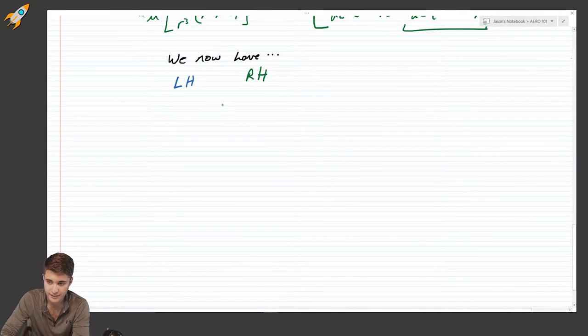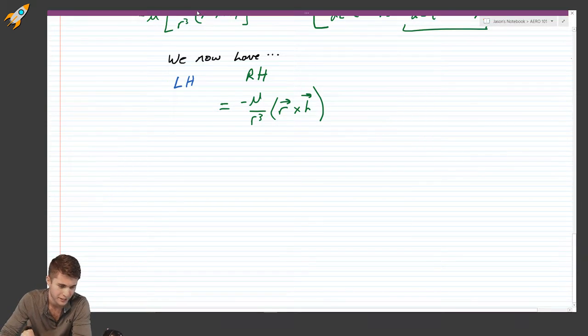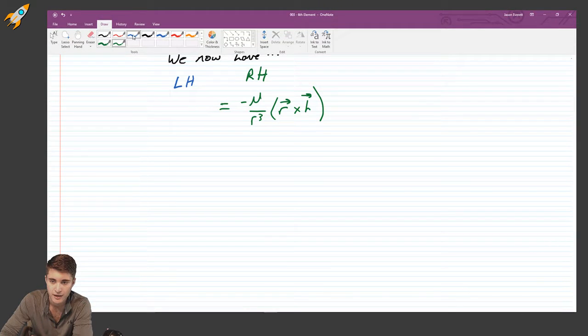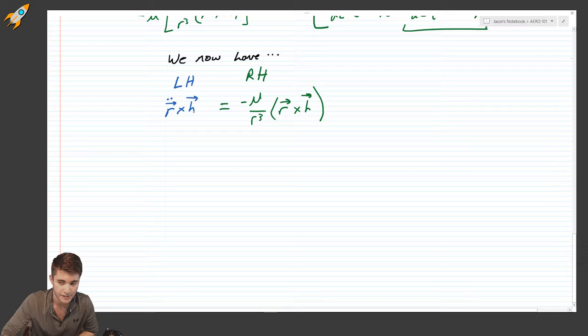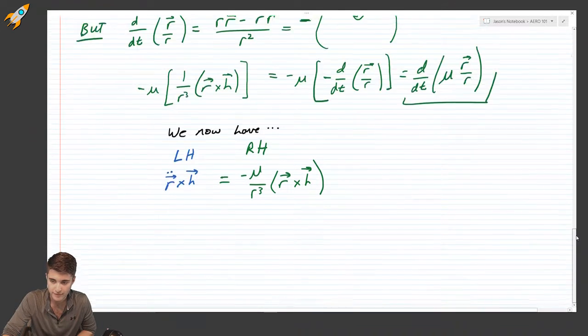So, right-hand side, let's put an equal sign. Negative mu over r cubed multiplied by r cross h. And again, this is just Newton's law of gravitation crossed with angular momentum. That's all this is. And then right here, this is just r double dot crossed with h. We're crossing each side with h. If you took out these h's, then you just have Newton's law of gravitation, okay?